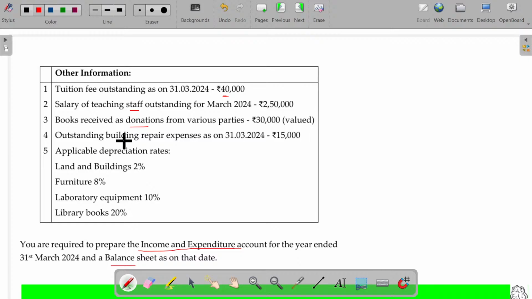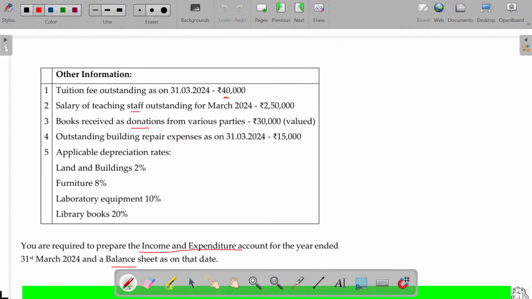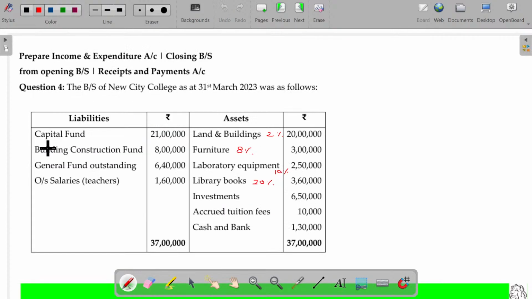Outstanding building repair expenses. So building repair expenses, where is that? Building repair. There is an outstanding. So wherever there is an outstanding, I just put the dot here. That's all. Apart from that, that's all. Fifth one is already dotted in the opening balance sheet itself. Right. Now, I'll start posting from the balance sheet first of all. I'll start with the values given on the asset side to be posted here.